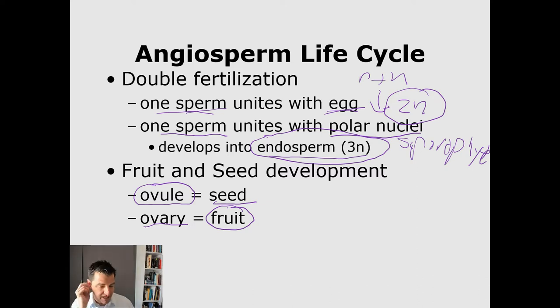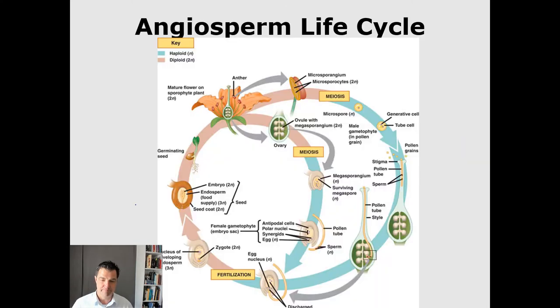So when you take a fruit and you eat it or you open it up, the seeds are inside. Those are originally part of the ovule. And then the fruit part, which is usually the part you're going to eat in something like a strawberry or a banana or a pineapple, the ovary is the fruit portion of that.